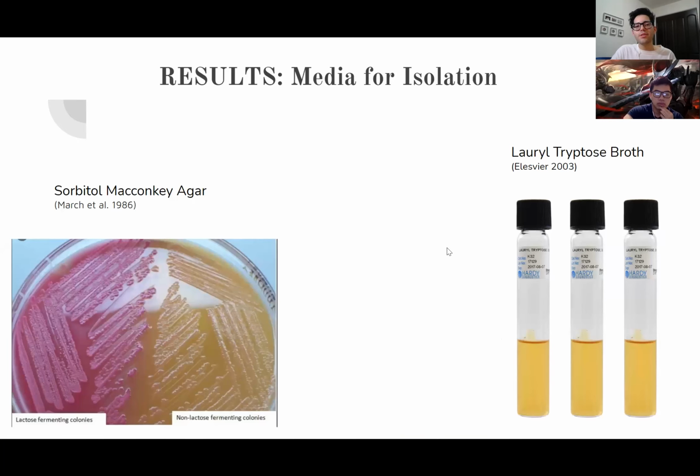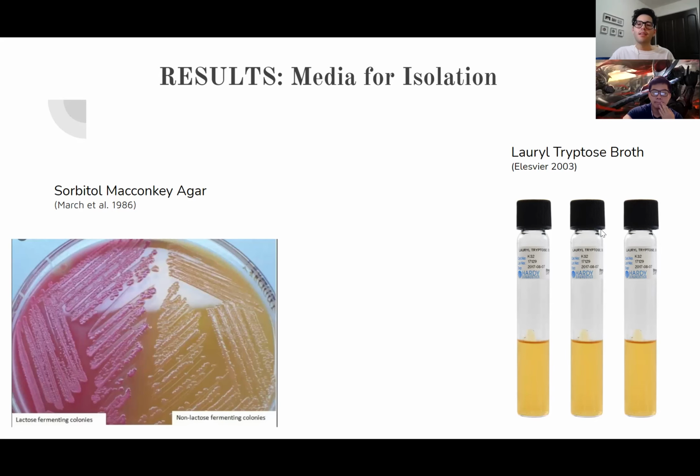And as a result of this expectation of it being E. coli, some media for isolation would be the sorbitol MacConkey agar and lauryl tryptose broth. Both of these would be perfect for our bacteria, assuming it's E. coli, since they have compounds in there that promote the growth of E. coli, like lactose, and inhibit the growth of other bacteria like gram-positive bacteria or anything that isn't E. coli.